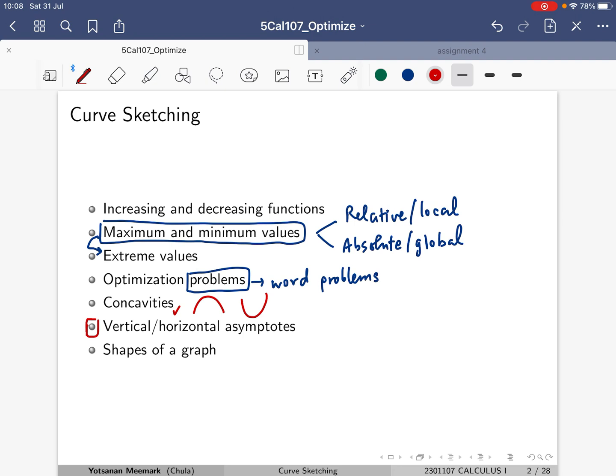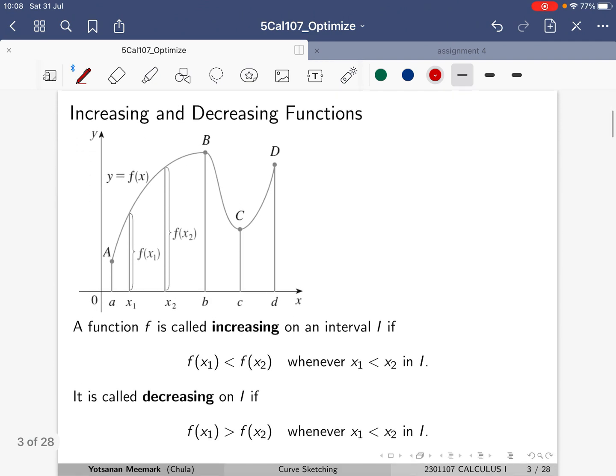You remember we talked about the vertical and horizontal asymptotes in the first chapter. After that we are going to look for the shape of the graph and try to sketch the curve of the given functions. So that is what we are going to go through. Let's look at the first thing we are going to go over: the increasing and decreasing function.